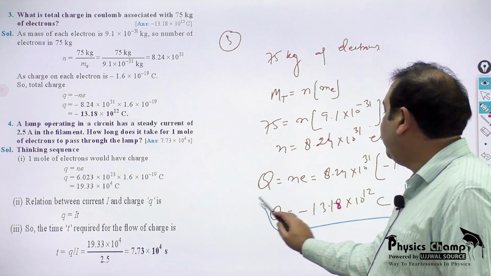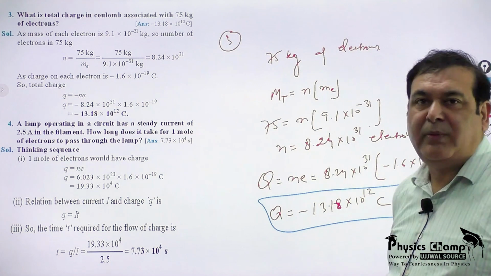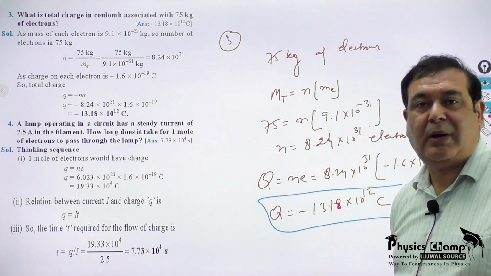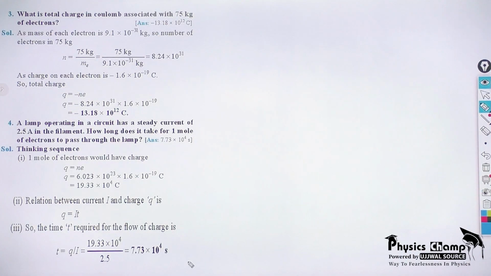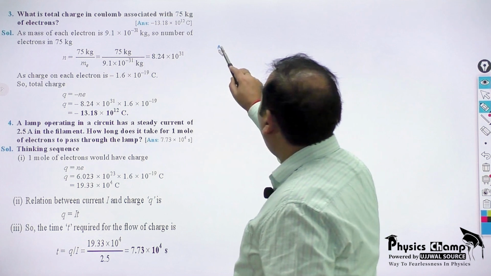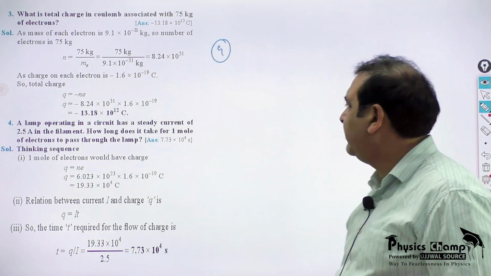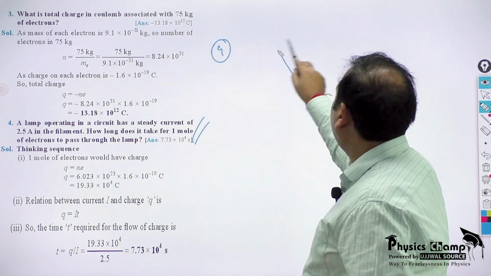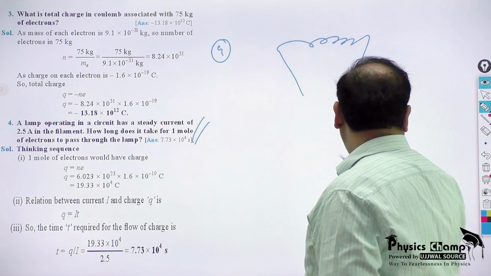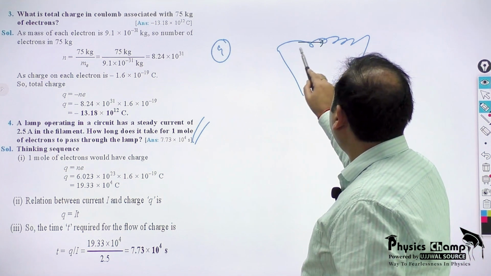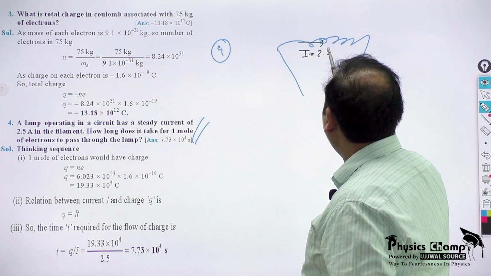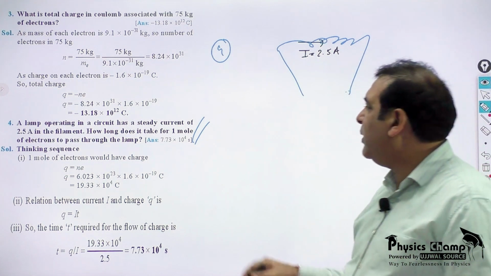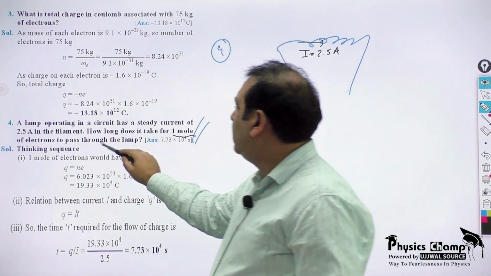So 75 kg of electrons would make a charge of minus 13.18 into 10 to the power 12 coulomb. Now question number 4, which says there is a lamp operating in a circuit and it has a steady current of 2.5 ampere in the filament. So you have the filament of a lamp and the current flowing in this filament is 2.5 ampere. How long does it take for 1 mole of electrons to pass through the lamp?